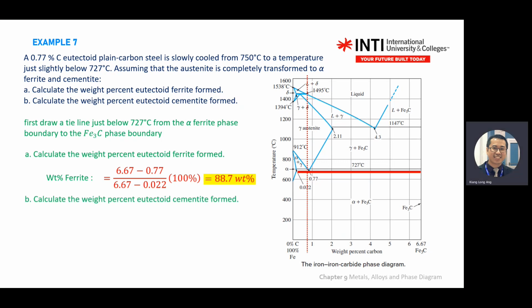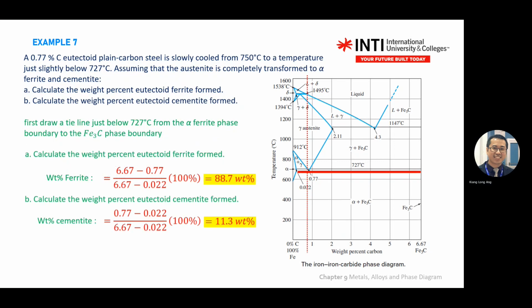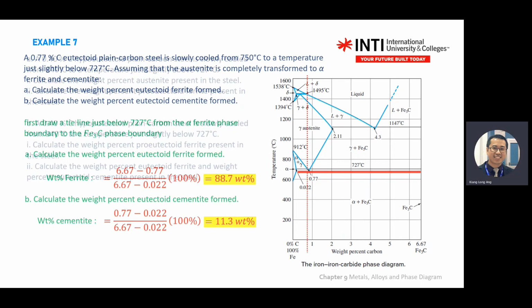Then for cementite, what is cementite? Fe3C. Cementite is Fe3C. So cementite is this side, so you use here, or 100% minus this one. Same. You get 11.3%. Okay, then I think the rest is just explanation.